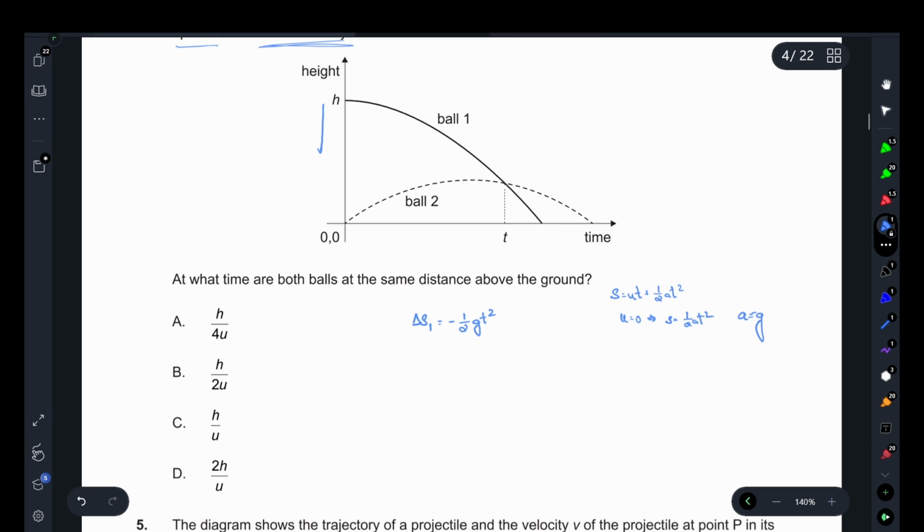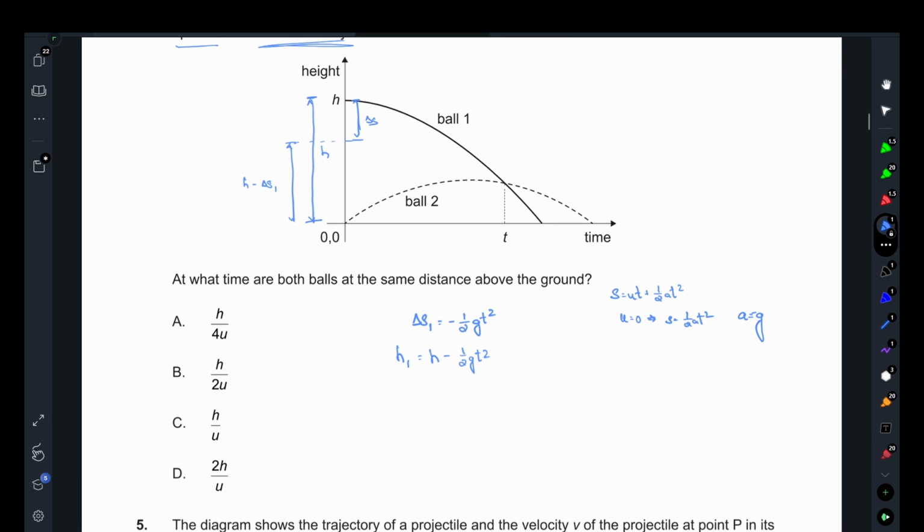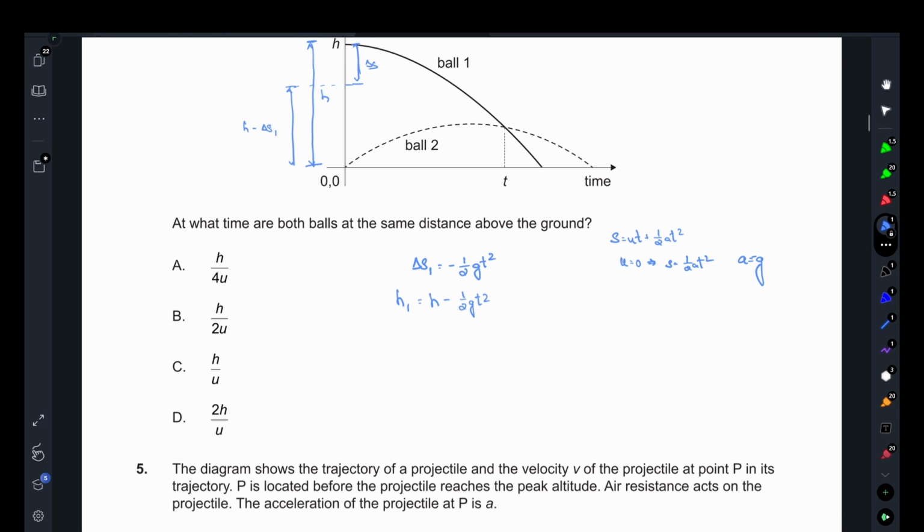Now let's look at the height that the ball will be at any instant. Let's call this h1, and this will be h minus half g t squared, because this is your initial height, h, and in time t, it moves down by this much, which we call delta S. So this height right here will be h minus delta S1. So that is your first height. Now let's look at ball 2.